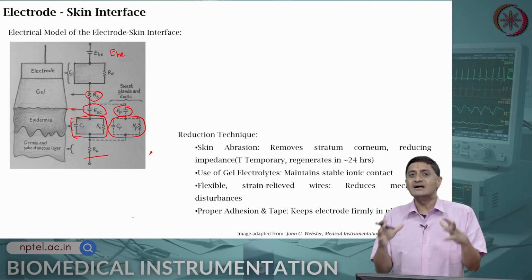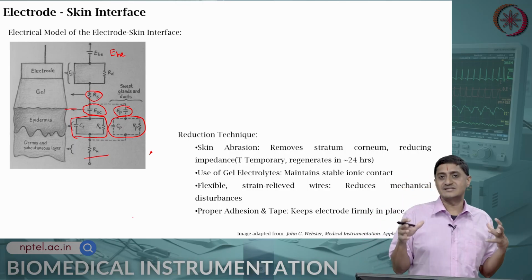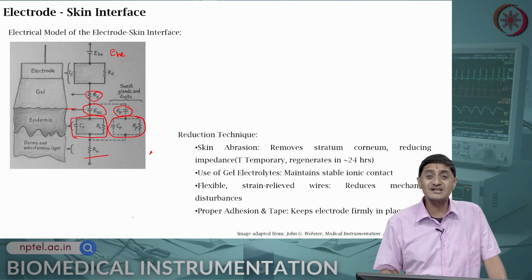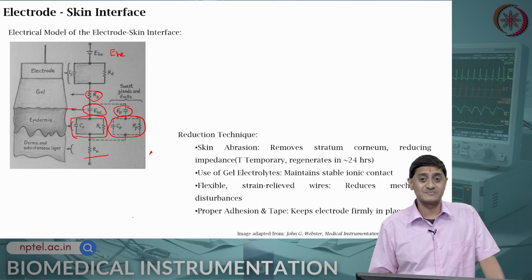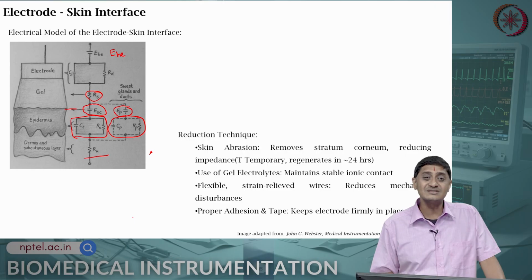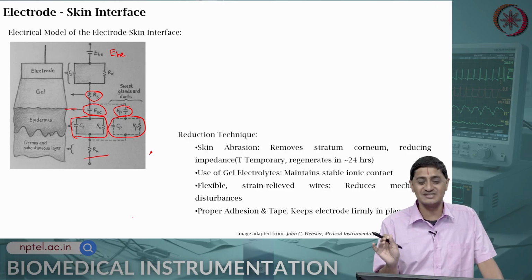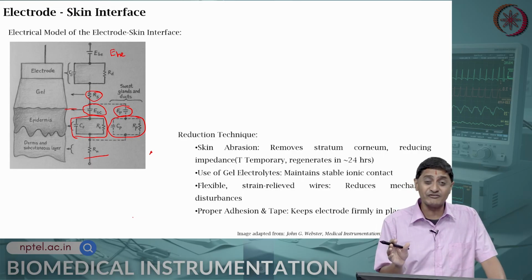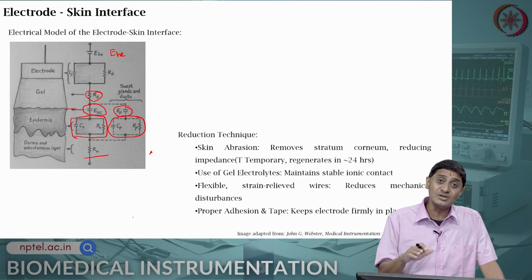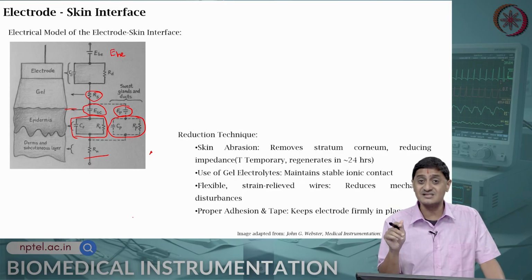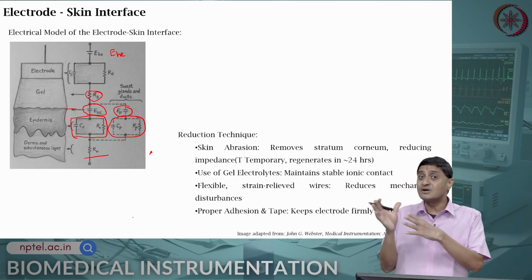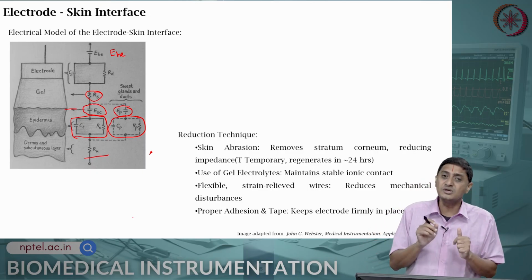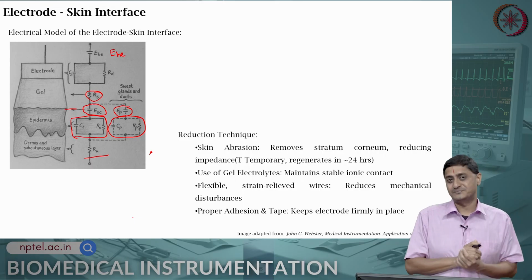That is, in the ICU setting, in the long term monitoring setting, these are some of the practical considerations that you need to have. Then flexible strain relieved cables or wires essentially reduce mechanical disturbances or movement artifacts. This is critical, because sometimes the signal of interest and movement artifacts have similar amplitude and frequency characteristics. In such cases, processing these will require very advanced signal processing techniques which may not always work. So, you need to reduce movement artifact at source.